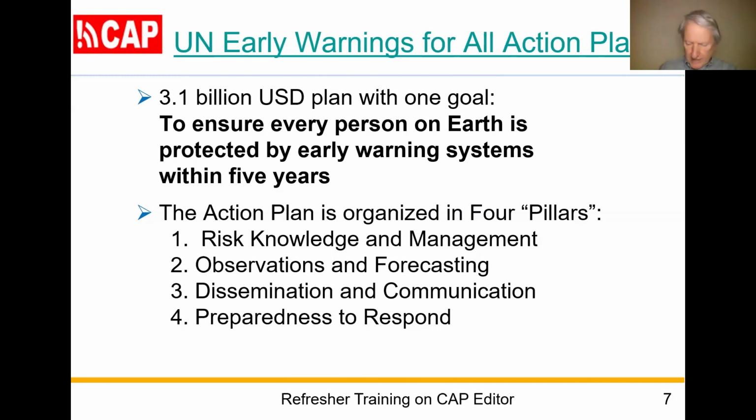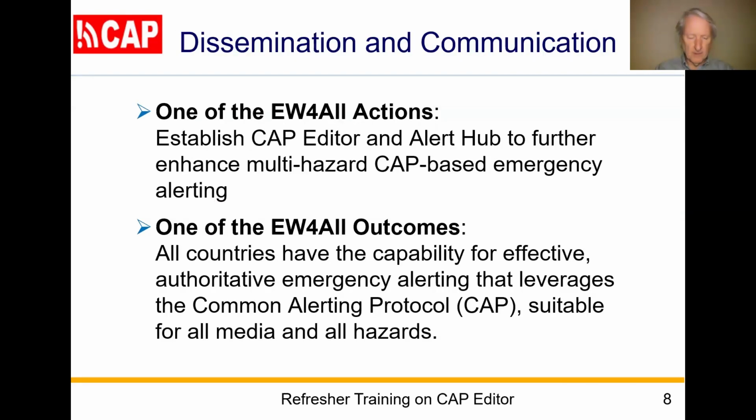The action plan is organized in 4 pillars. We're concerned with pillar 3, which addresses the dissemination and communication of warnings. One of the actions in that dissemination communication pillar is, and I quote, establish CAP editor and alert hub to further enhance multi-hazard CAP-based emergency alerting. So CAP editor and alert hub, as I mentioned, are both provided by my nonprofit company, alerthub.org.